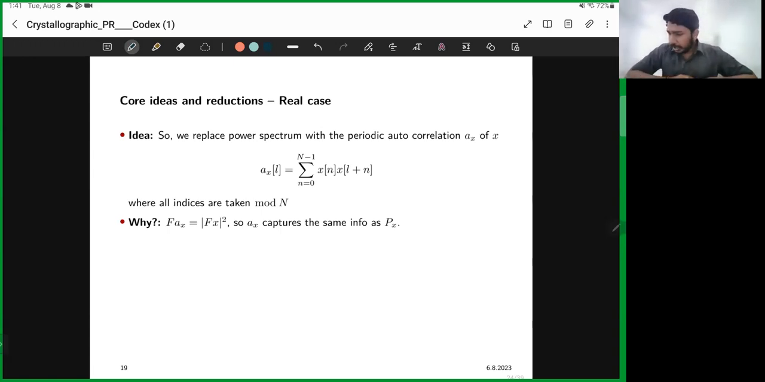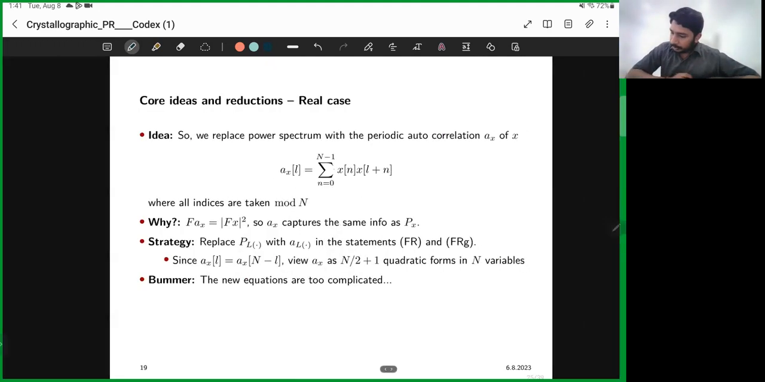And why is it okay to replace the power spectrum with the autocorrelation? That's because if you take that autocorrelation vector and apply the DFT to it, that's the same thing as the power spectrum. So it captures the same information as P_X. In an experimental setup, you take your observation and hit it with F inverse, and now you have the autocorrelation, and you're trying to recover X from that. So it is actually valid to do this.